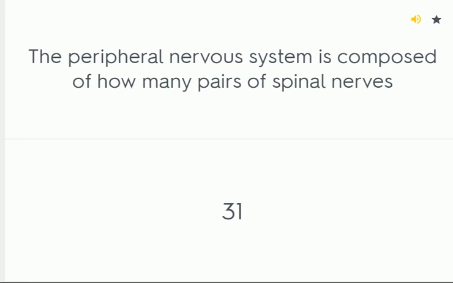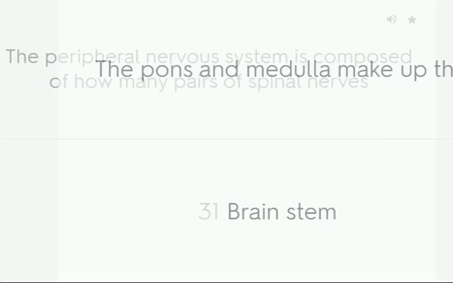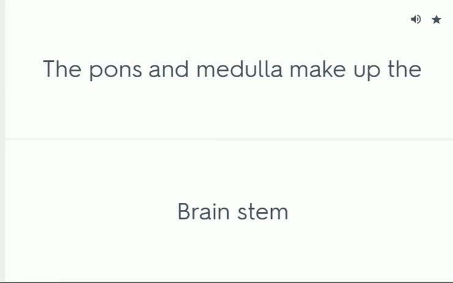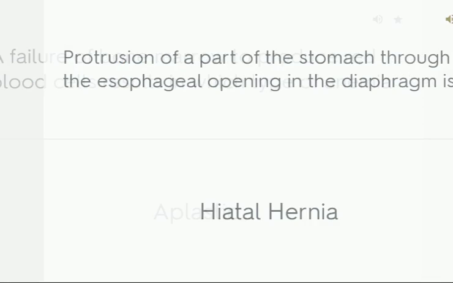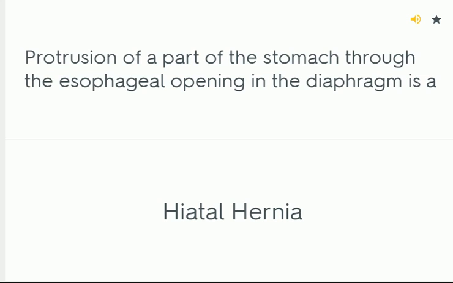The peripheral nervous system is composed of how many pairs of spinal nerves? 31. The pons and medulla make up the brainstem. A failure of bone marrow to produce red blood cells results in which type of anemia? Aplastic. Protrusion of a part of the stomach through the esophageal opening in the diaphragm is a hiatal hernia.